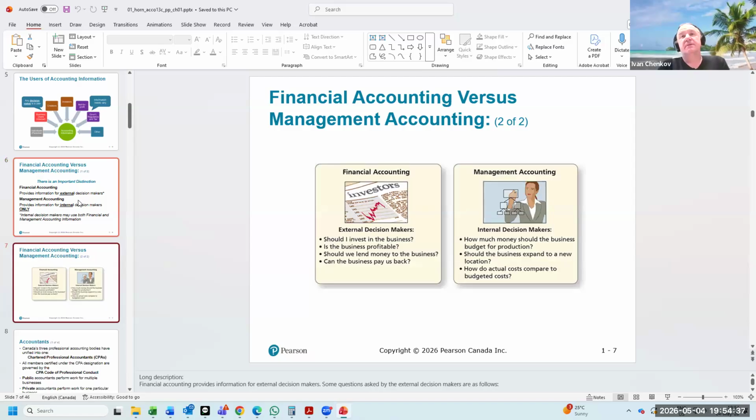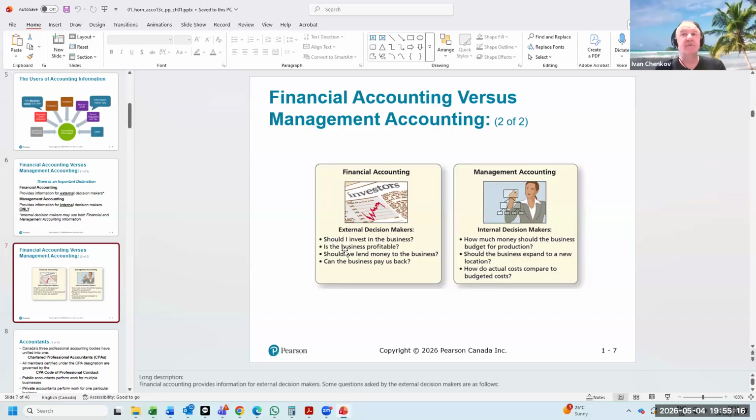Now, financial accounting versus management accounting: external versus internal users. External users only worry about their money. They do not worry about your money, they worry about their money. If I'm a creditor and give you my money, can I get my money back and can you pay me interest? If I'm an investor in your company, how much am I going to get? What is in it for me? That's why we have financial accounting.